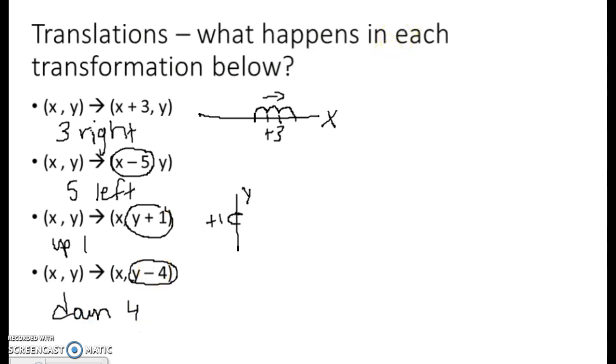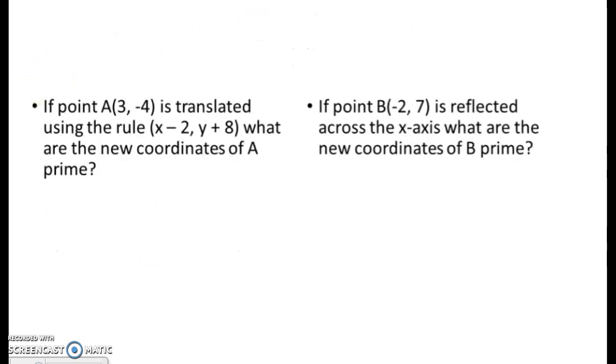All right. And then the last two things that we're going to go over is if we're actually given a point, and we need to come up with a new ordered pair. So if we have point A located at (3, -4), and it's translated using a rule of x minus 2, y plus 8, what are the new coordinates of A prime?